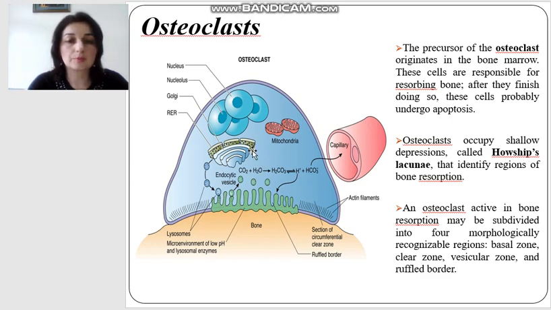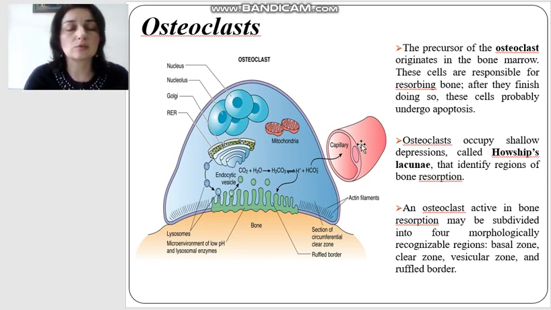The cells will produce acid. The acid will destroy the mineral component, the inorganic components of the bone. Then lysosomal enzymes will be released, and they will resorb bone. The resorbed bony substance will be endocytosed by osteoclast cells, and the bony components will be released into the blood circulation. That is very important in supplying the blood with calcium.